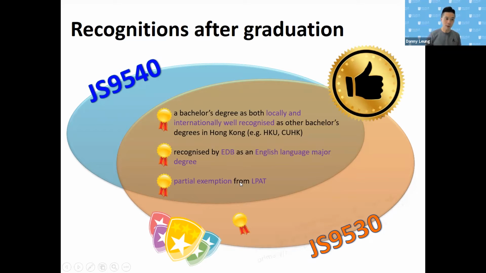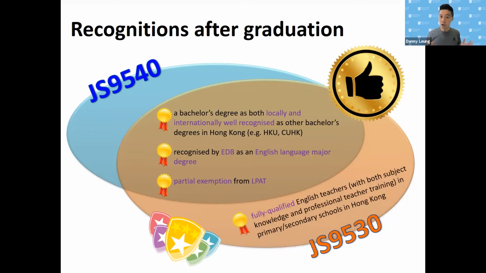All right. So last but not least, if you choose to do our English double degree program, by the time you complete the program, you will be a fully qualified English teacher in primary or secondary schools in Hong Kong with both the subject knowledge. What's the subject knowledge? That's the English language major degree. And the other one, which is specifically for the English double degree, is the professional teacher training qualification, which will also be given to you.